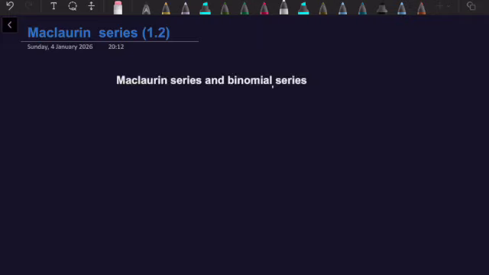Hi everyone, today we are going to discuss Maclaurin series and binomial series, and whether there is any speciality or any similarity between the two. Let's take one example. Consider 1 plus x raised to power p, where p is rational other than an integer. So how do we expand this with the help of the binomial theorem?